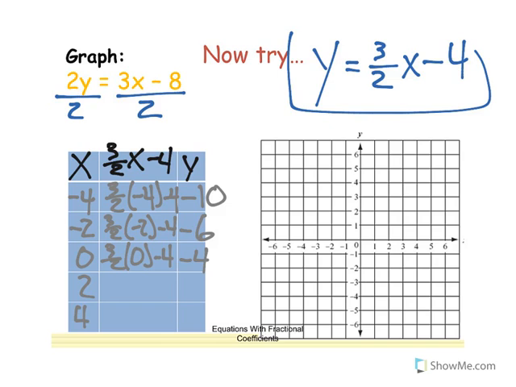All right, let me fix that last one. You guys are all saying, wait, that's not right. 3 halves of negative 2 is negative 3. Negative 3 minus 4 is negative 7. We have 3 halves of 2 minus 4 is 3 minus 4 is negative 1. And then we've got 3 halves of 4 minus 4. So 3 halves of 4 is 6 minus 4 is 2.